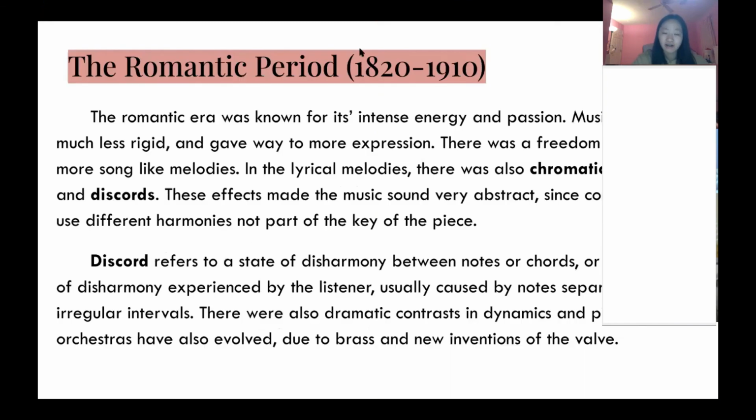So the Romantic era was from 1820 to 1910. The Romantic era was known for its intense energy and passion. Music became much less rigid and gave way to much more expression and emotion. So there was a freedom in style and more song-like melodies. And there were also chromatic harmonies and discord.